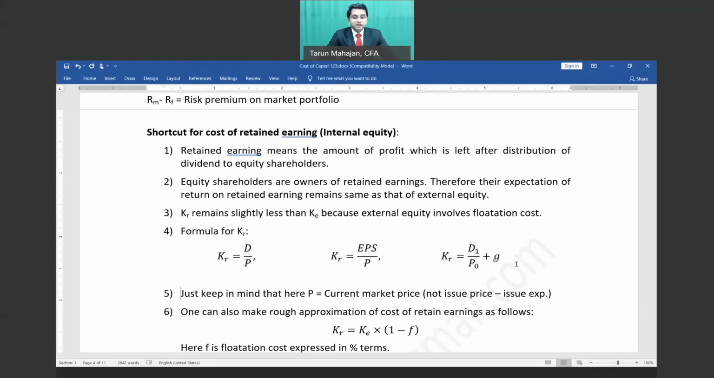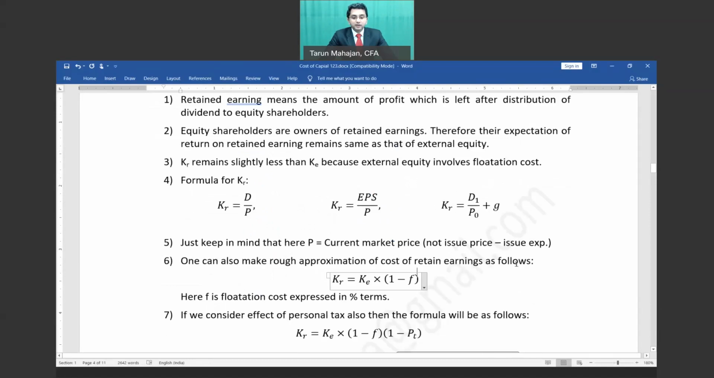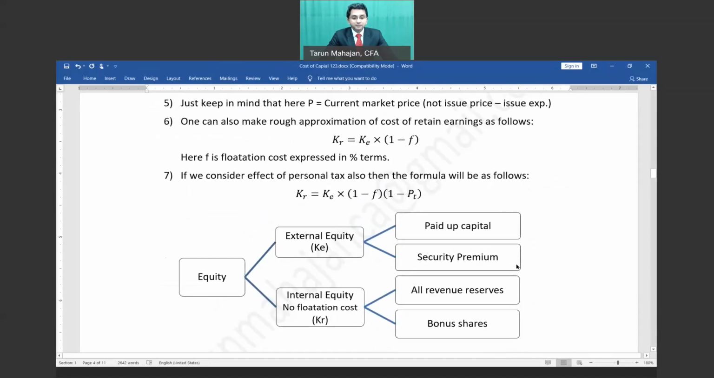But the difference is in the KE formula, where P is equal to issue price minus issue expenses. See, for cost of equity, P is issue price minus issue expenses. But when the cost of retained earnings is calculated, you take P as simply the current fair value or current market price. You don't take issue price because you're not issuing anything. You don't deduct issue expenses because you won't have to bear issue expenses. This is how you can calculate the cost of equity.